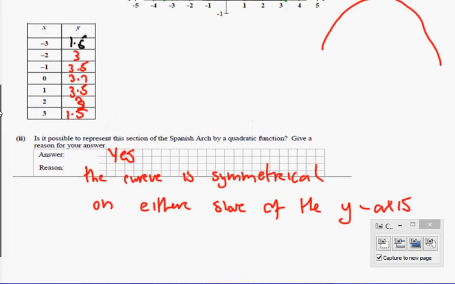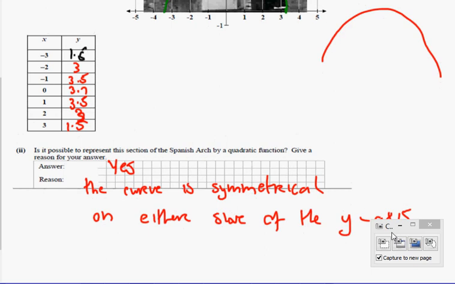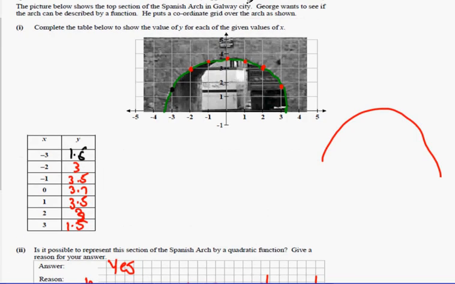So, for example, the curve is symmetrical on either side of the y-axis. But lads, how do I know it's the y-axis in this question? What's this line here, the middle line? The middle line is the y-axis, isn't it?